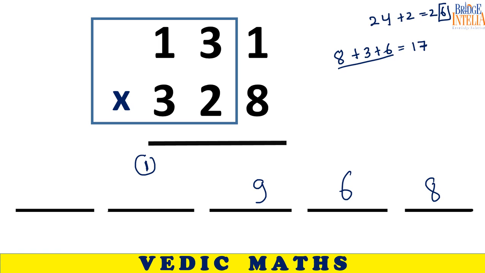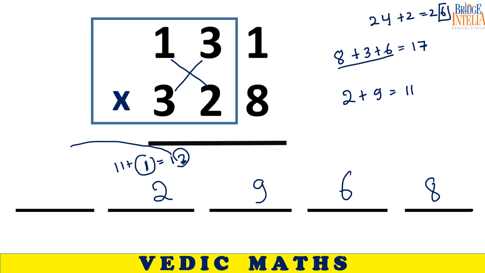So in this position, if you try to find the cross connection product, you connect 1 with 2. So 1 into 2 is 2, and then you connect 3 with 3. 3 into 3 is 9. So 9 plus 2 is equal to 11, and this 1 is already carried forwarded. So 11 plus 1 is equal to 12. So out of 12, you can write 2 here. Only one digit is allowed, and 1 is transferred or carried forwarded.